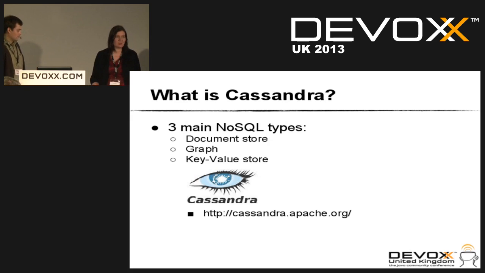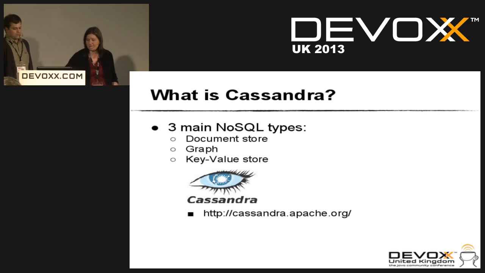So I think the first question we want to ask ourselves is, what is Cassandra? It is a NoSQL data store. And I think a common misnomer is that NoSQL is one thing, so one NoSQL data store is similar to another. But they're not. They're actually really, really different.